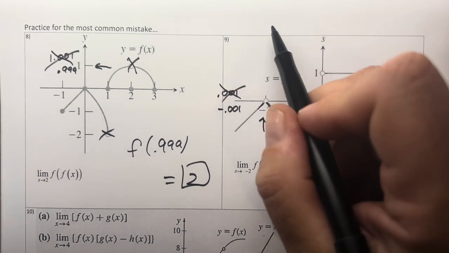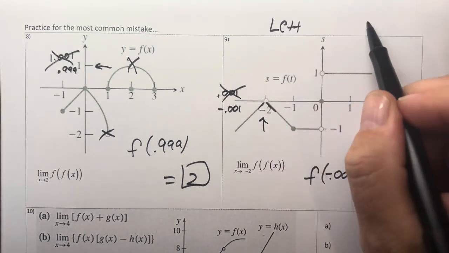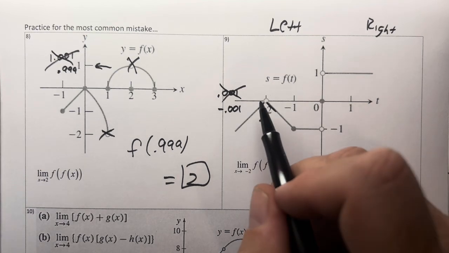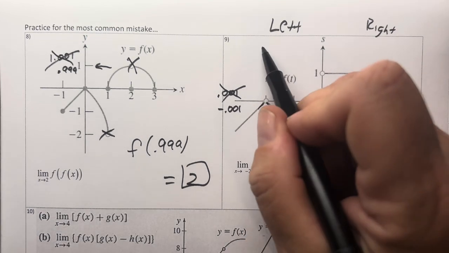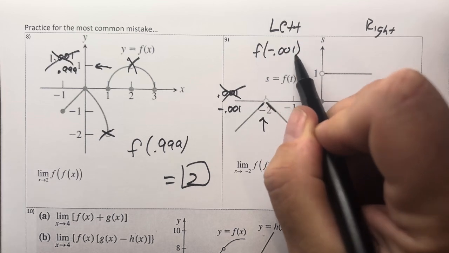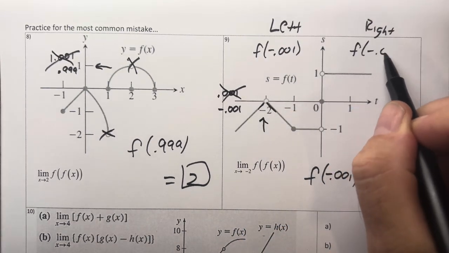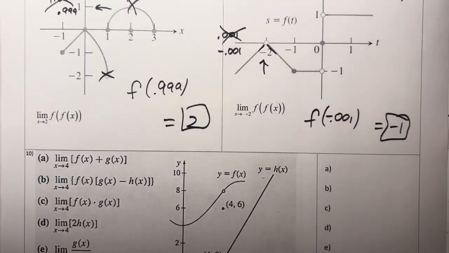Some people want to take their time and think of the left side and the right side. When I plug in -2 on the left side, I'm going to get f of -0.01. And then when I do it on the right, I'm also going to get f of -0.01. And that's why you do get an answer.